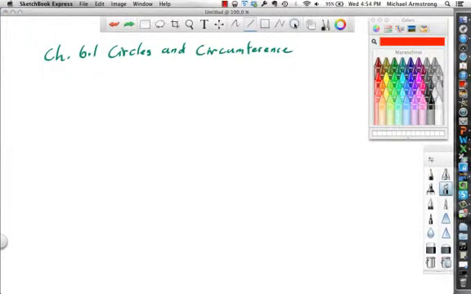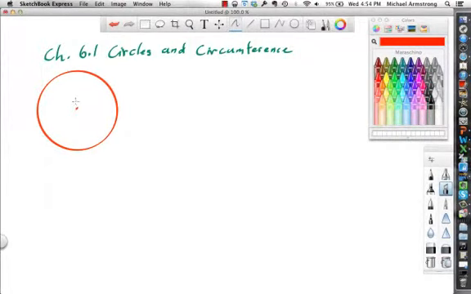Okay, so this is chapter 6.1, Circles and Circumference. And before we really get started, we just need to draw a circle and make sure we know what we're talking about. All right, so this is a circle. Everybody understands that. I don't even need to label it because you all know that that's a circle. There's something in the middle of a circle that's just a dot, and it's equal distance from all the other sides. It's called the center of the circle.